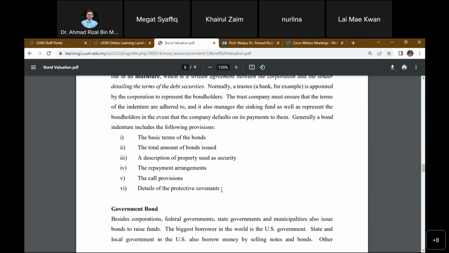The other important aspect would be what we call the protective covenants. Protective covenants are features that are put into the agreement to protect the bondholder. Because at times there is a conflict between the shareholders and the bondholder, and there are certain features that may result in a disadvantage to the bondholder, or advantages to the shareholder, but at the expense of the bondholder. So, in order to protect the bondholder, there are certain protective terms and conditions being put forth in the agreement or the indenture. And again, that will affect the value of the bond at the end.